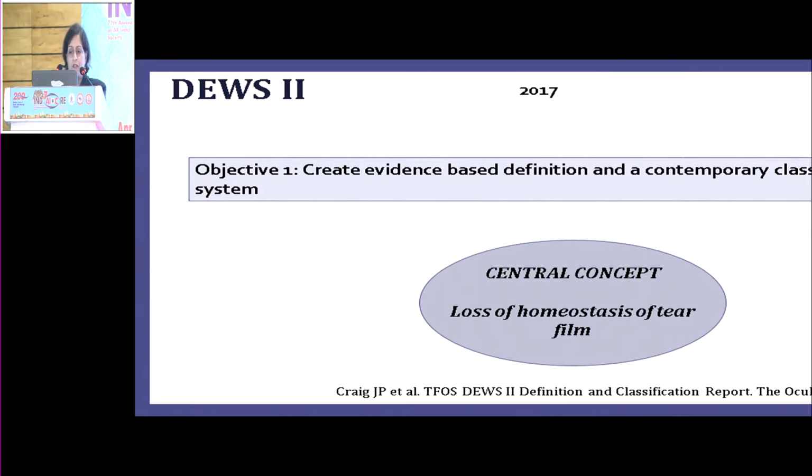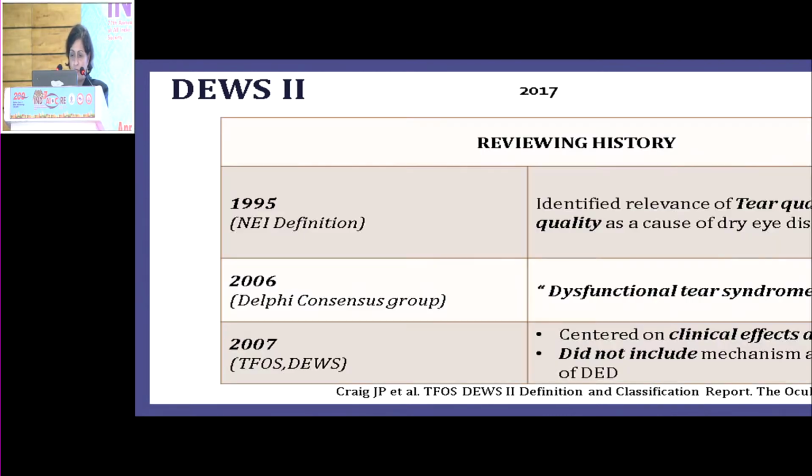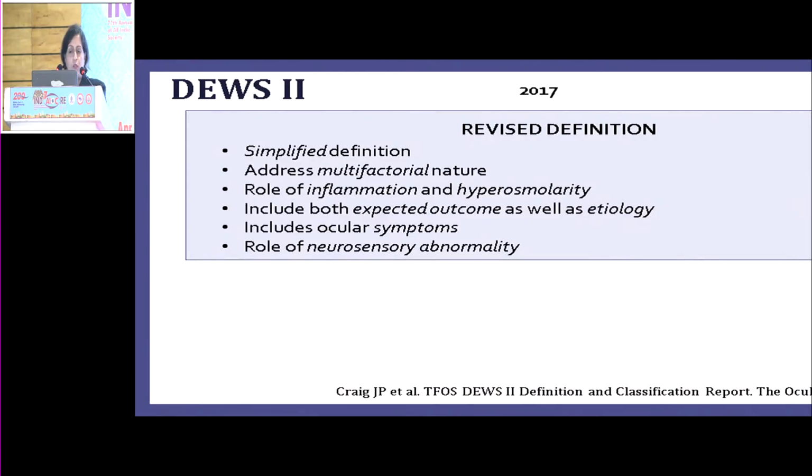The central concept has been recognized as loss of homeostasis of the tear film. Looking at the previous history, there was initially the definition in 1995, then in 2006 the Delphi Consensus Group, and 2007. So over the last 10 years it has taken to come now to the 2017 report. It is a little simplified.